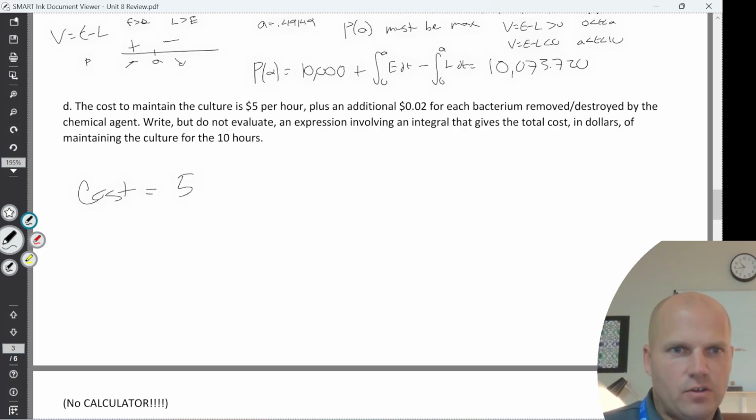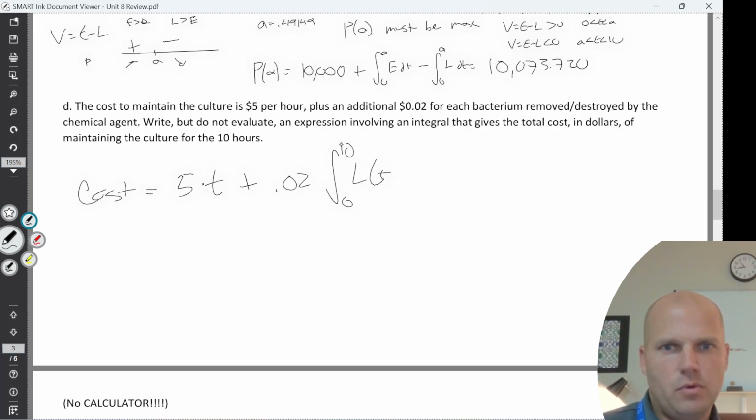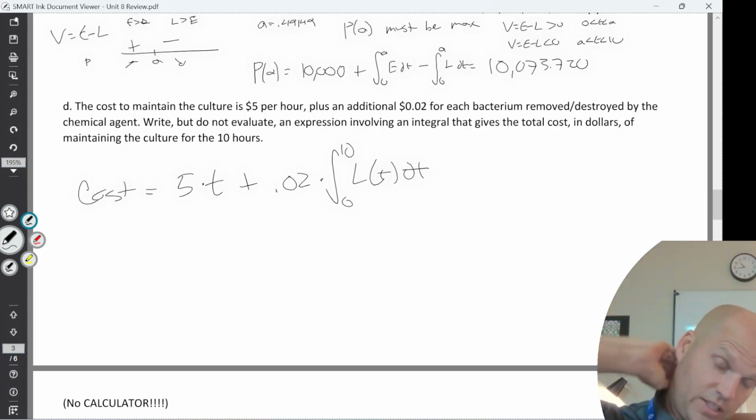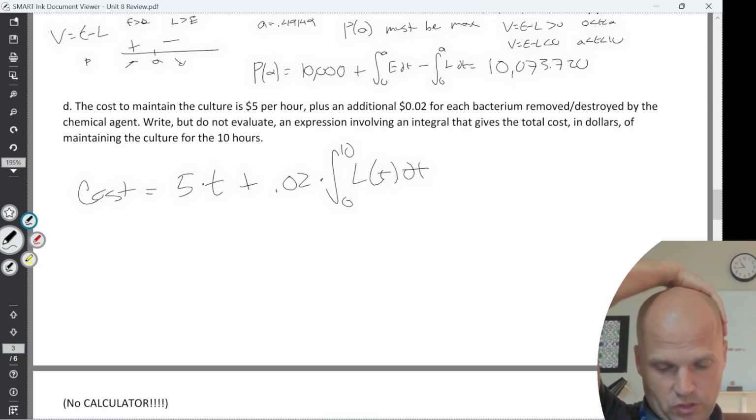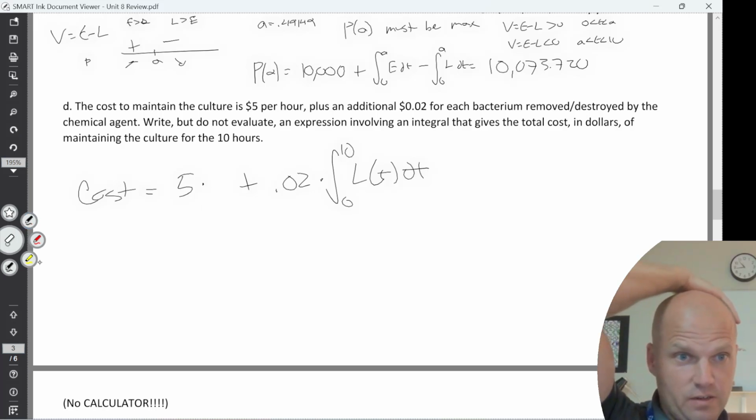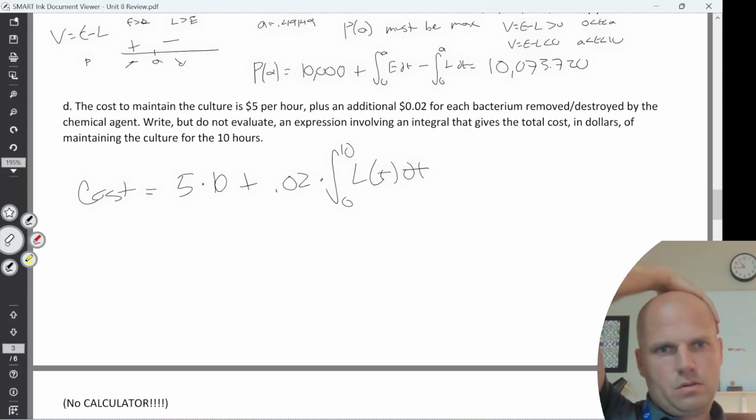So $5 per hour plus 2 cents for all bacteria removed. I don't know why we don't want to evaluate it. What's the idea? So $5 per hour for $10. Something like that.